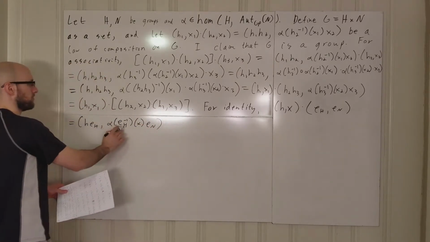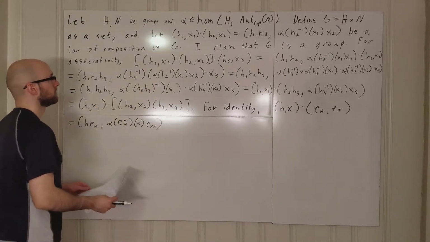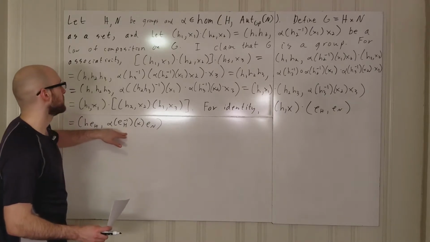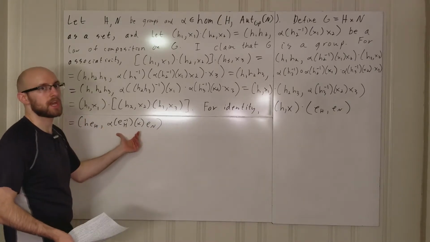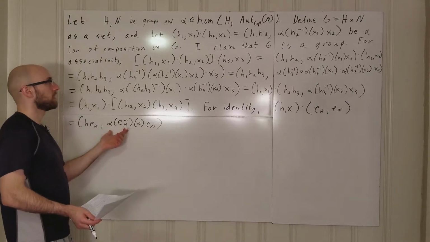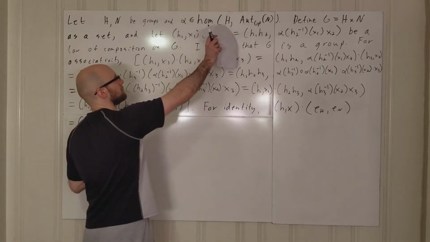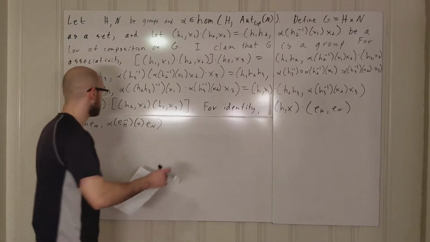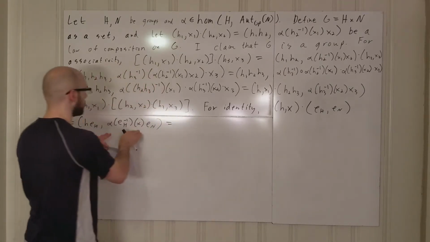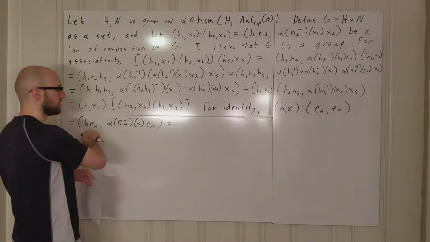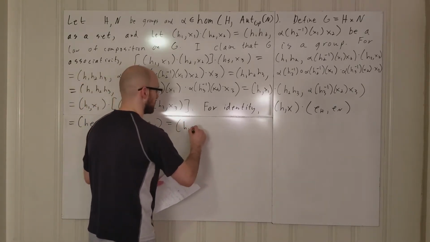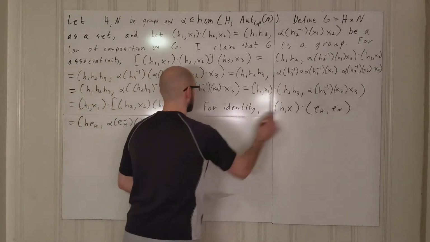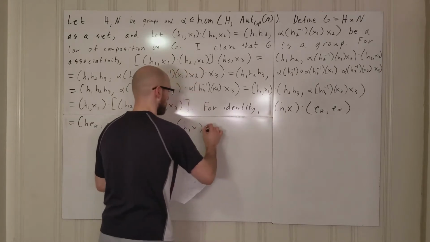But alpha is a homomorphism, so it must send the identity to the identity. So this is just the identity automorphism, so you plug in x and you get x. And so this whole thing is x, and this is e_N, so that's x. This is just h, so this is h comma x. Okay, so that's what we wanted. h times this is hx, times this is hx.